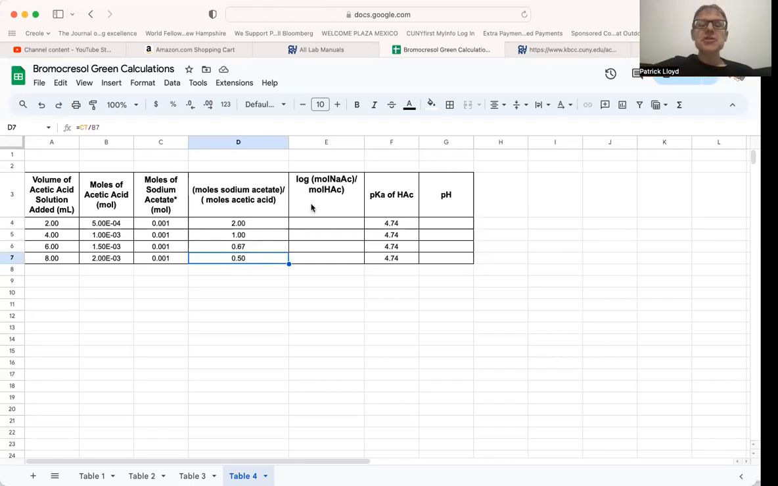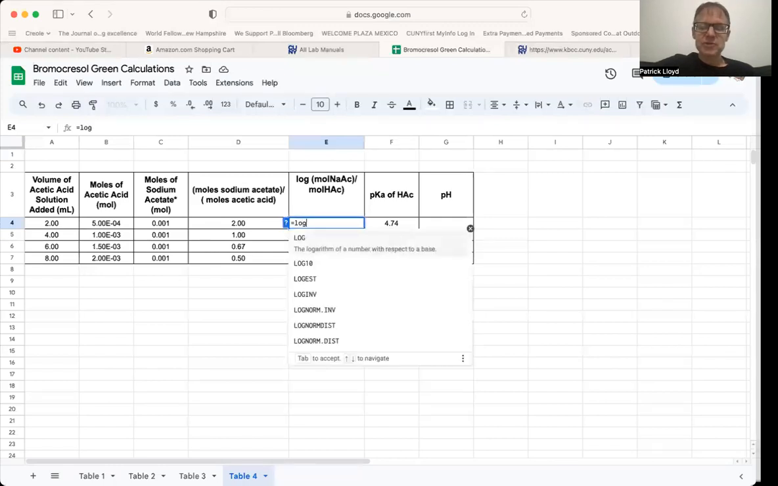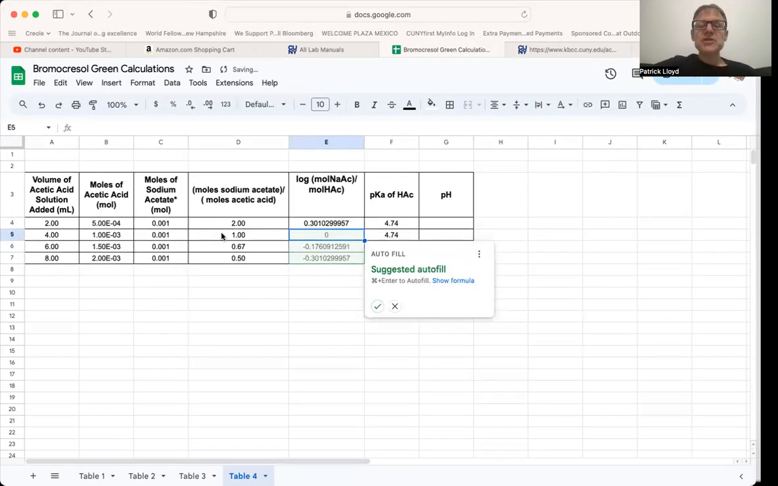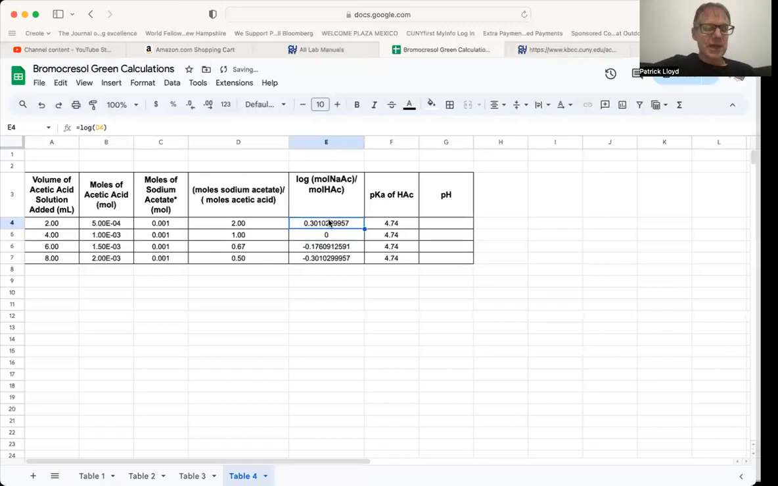Now we're just going to take the log of it because we're going to do the Henderson-Hasselbalch equation. So log, parentheses, 2. That should give us 0.3. The log of 1 is 0. The log of 0.5 is approximately negative 0.301. So those look like good calculations. We don't need that many sig figs, so I'm going to reduce that.